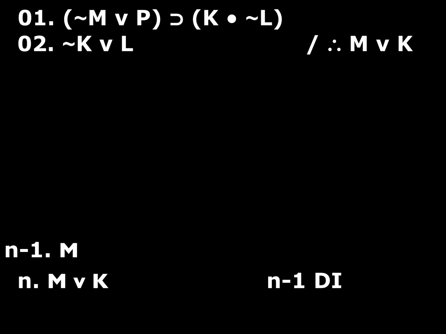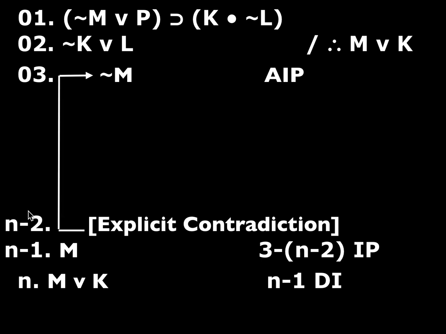Well, I could get it by just cranking it out with the rules, or I could use indirect proof. I'm trying to get M, I could assume not M. That would be my assumption for indirect proof, and then derive an explicit contradiction. Now, I don't know what form that's going to take. I know it's going to be some statement conjoined to the negation of that same statement, but I don't know what statement that is yet. So I'm just going to put in kind of like a filler here, some explicit contradiction. And then derive M. Assume not M, contradiction, M, and then DI to get M or K.